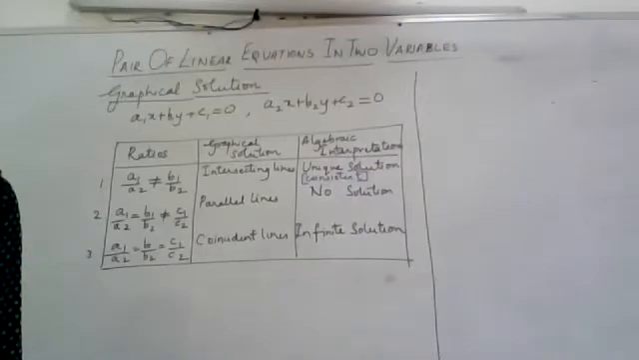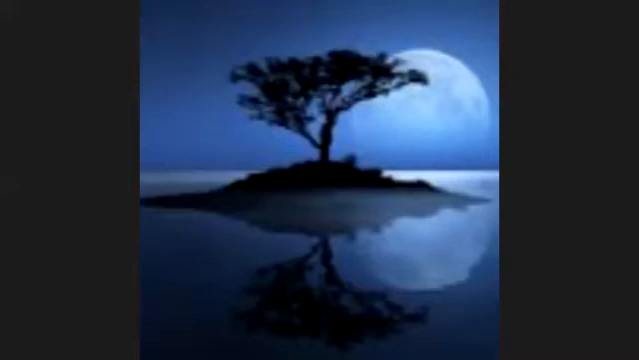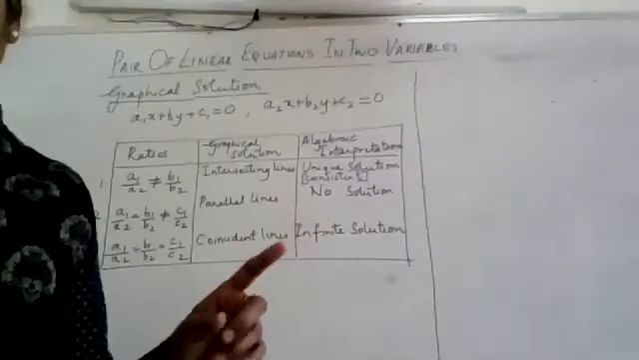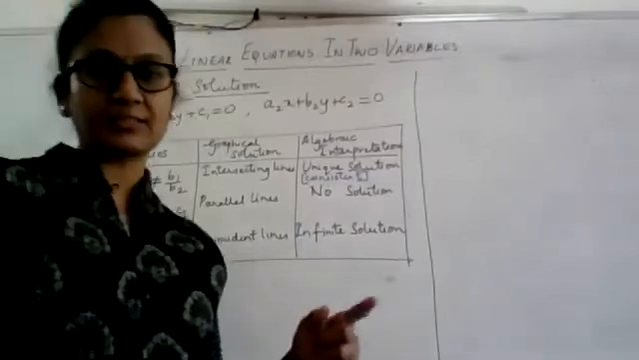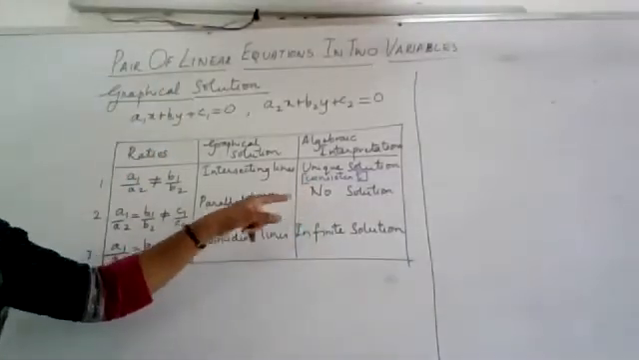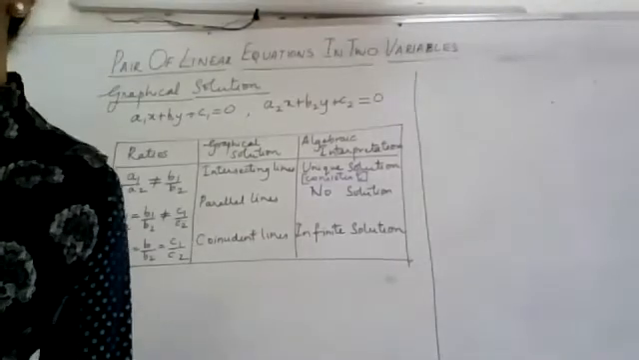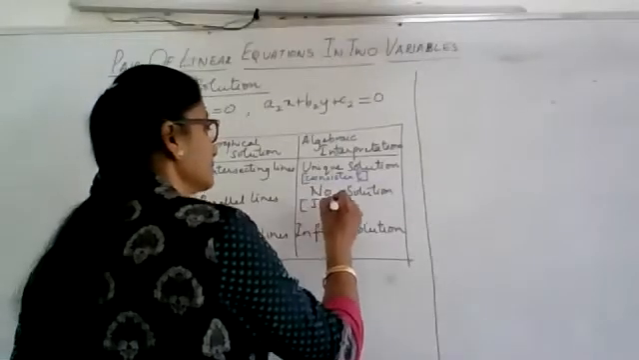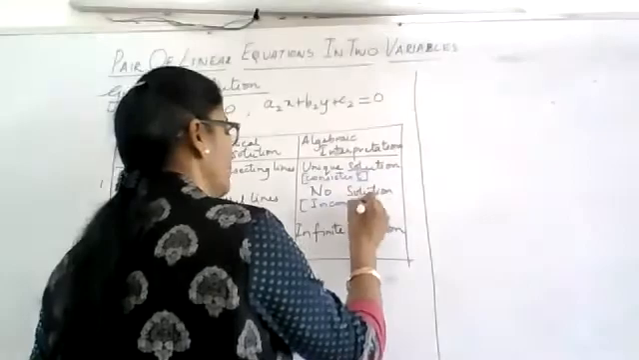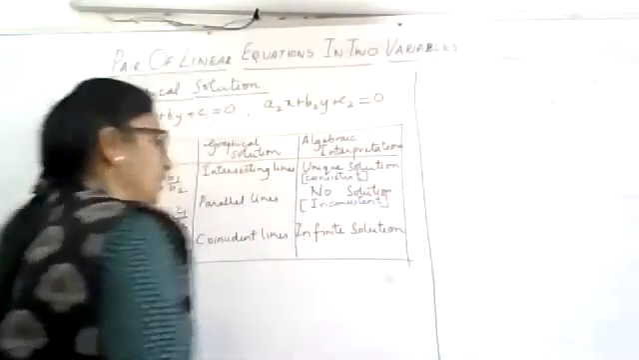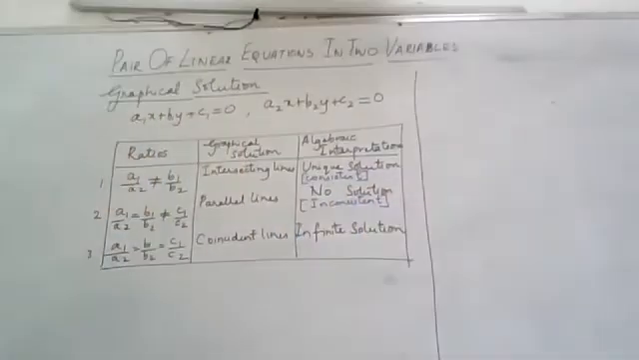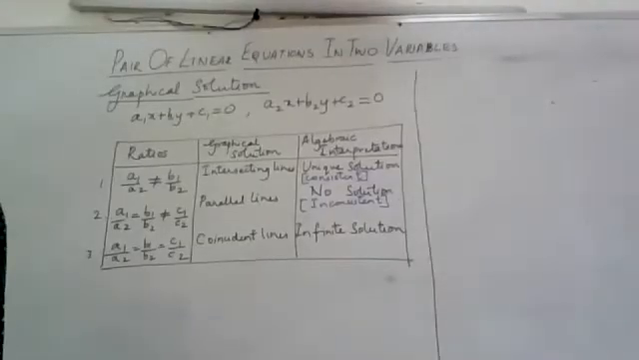So can you guess what will be inconsistent? No solution. There is no solution at all. When there is a unique solution, we say the pair of equations is consistent. So when there is no solution at all, when is it that there is no solution at all? When the lines are parallel. So this will be an inconsistent set of equations. And what do you think will be the last one? That is the infinite solution. Consistent and dependent. Yes, it will be a dependent consistent.